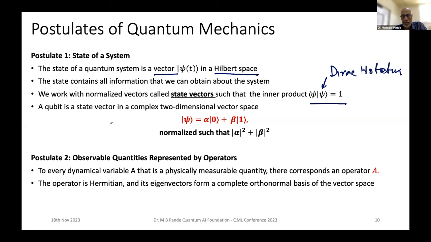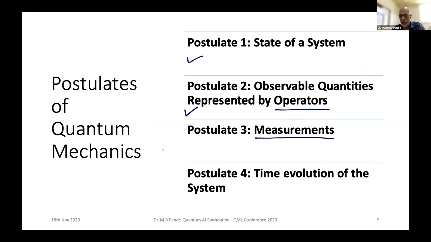The qubit is a state vector in a complex two-dimensional vector space. That's the meaning. That's a fundamental building block of a quantum computer. And the way we represent this is through basis states. These two are called basis states, state zero and state one. And these can be represented as two-dimensional vectors. And alpha and beta are called probability amplitudes. And they are normalized such that the mod of alpha squared plus mod of beta squared is equal to one. So that is the state of a system.